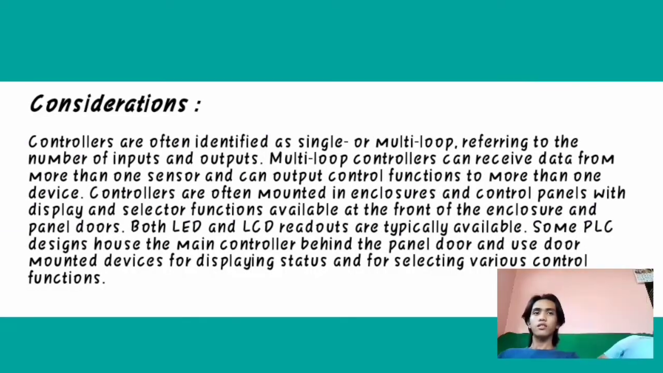Considerations. Controllers are often identified as single or multi-loop, referring to the number of inputs and outputs. Multi-loop controllers can receive data from more than one sensor and can output control functions to more than one device. Controllers are often mounted in enclosures and control panels with display and selector functions available at the front of the enclosure and panel doors. Both LED and LCD readouts are typically available. Some PLC designs house the main controller behind the panel door and use door-mounted devices for displaying status and for selecting various control functions.